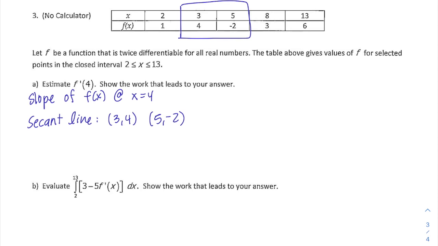Notice it says estimate, so we're not finding an exact value. So our slope is going to be 4 plus 2 over 3 minus 5, which gives me 6 over negative 2, negative 3. So f prime of 4 is going to be approximately negative 3.